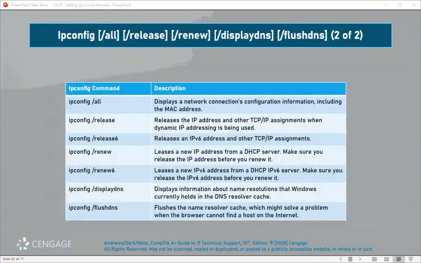ipconfig gives us a number of different internet protocol configuration options for certain interfaces. So we can see things like /all, which shows all of our different network configuration information. Release, renew, display, and flush DNS. These allow us to modify an address that may not be behaving.